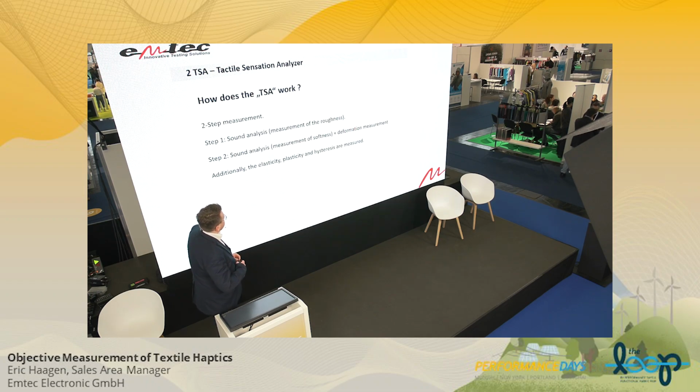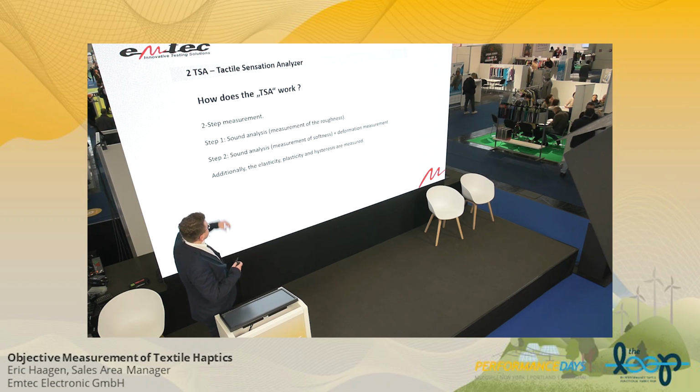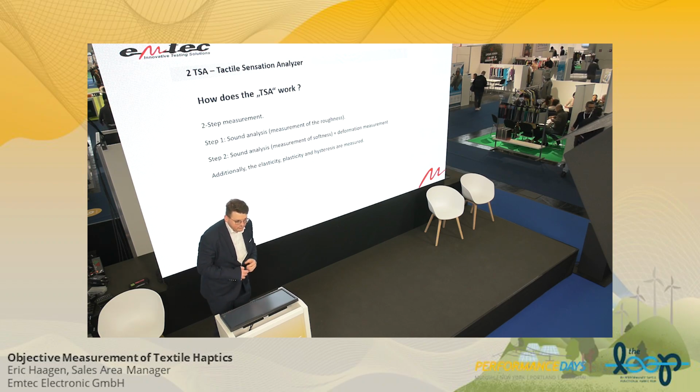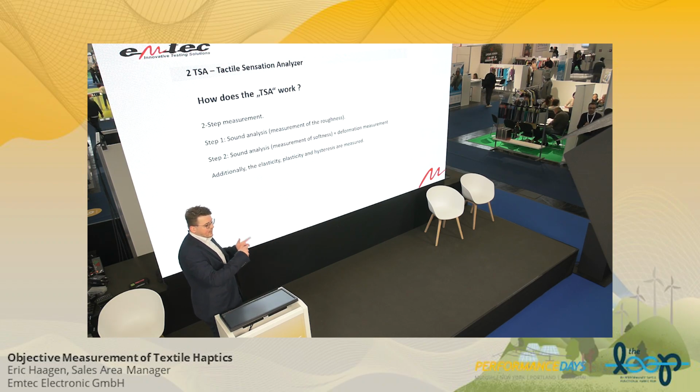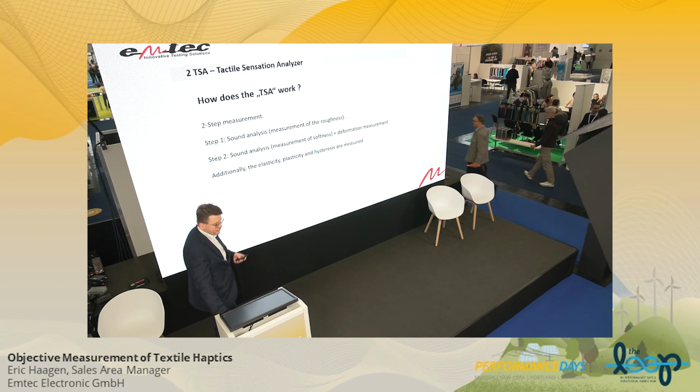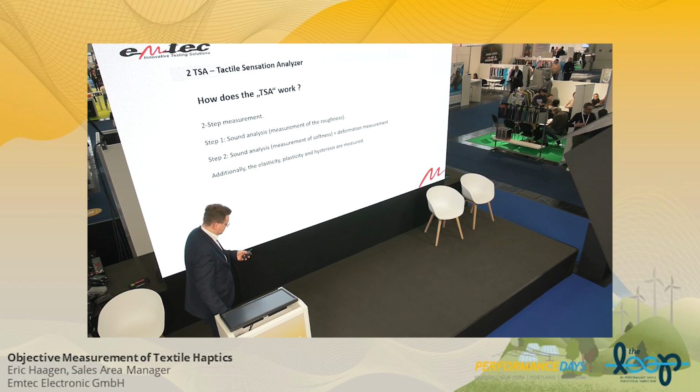So how does the TSA now work? I said we do it in one measurement cycle. The measurement cycle is divided into a two-step measurement. The first step is a sound analysis to measure the roughness or smoothness of the surface. And then the second step is again a sound analysis for the measurement of the softness. And after the second sound analysis, we also do the deformation measurement right after to receive the information about stiffness, elasticity, and plasticity.